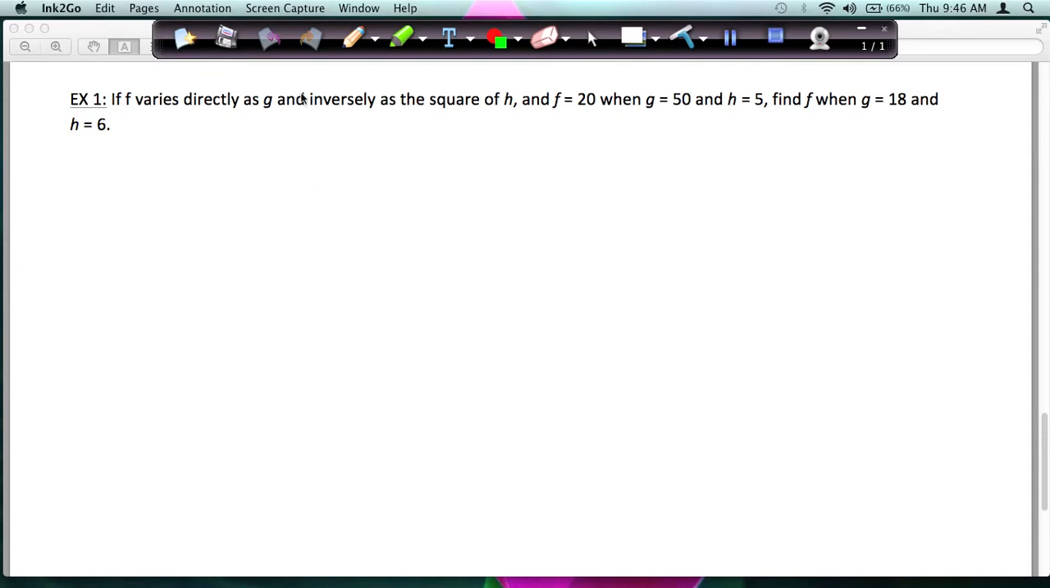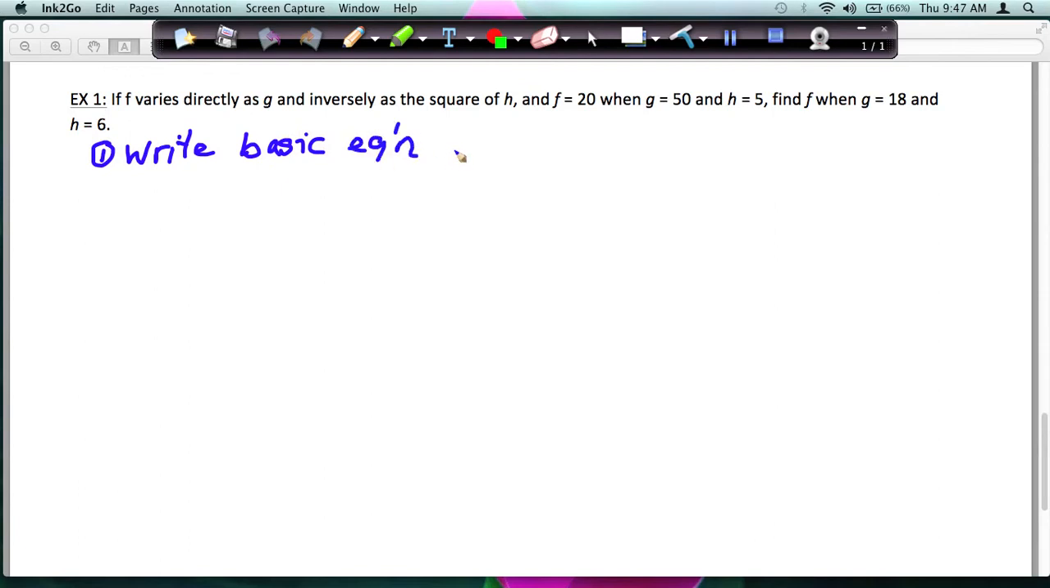Okay, so let's look at an example. And the first thing that you always want to do is take the words and set up your equation. So let's just write the basic equation. Some of the problems you do will have all of these steps, and some will just have part of these steps, depending on how much the problem asks you for.